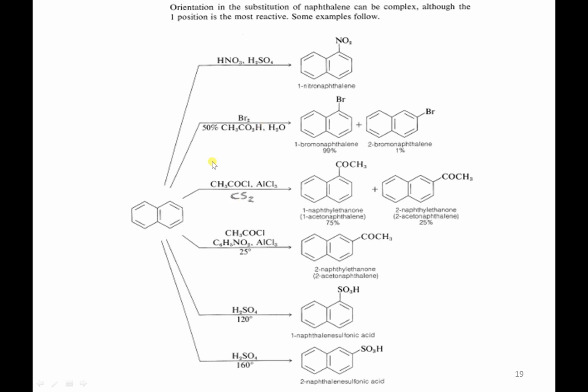Fine. Orientation of substitution we have seen. With naphthalene you generally get, here it is expected, here it is expected, here it is expected. With higher temperature or a change in boiling point, you get this. Normally you get this, but with higher temperature it shifts here.